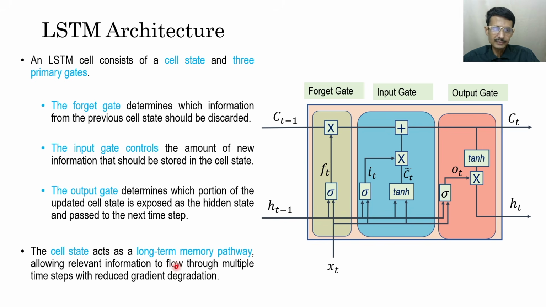Now, what is the cell state? The cell state acts as a long-term memory pathway, allowing the relevant information to flow across multiple time steps and reducing gradient decay. So this is basically the cell state part. Across multiple nodes, you see the cell state is a direct pathway. So that is the basic thing to understand. We'll come to the details later. Cell state. Okay.